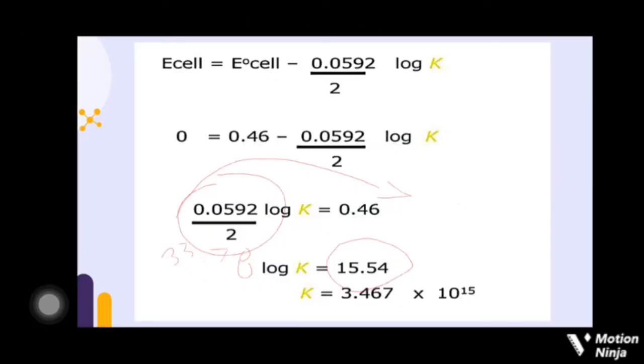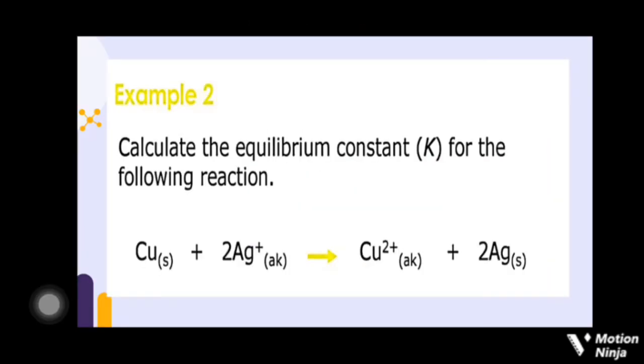Okay. After that, you already have the 15.54, which is the sum, equal to 0.0592 divided by 2 multiplied by the 0.46.